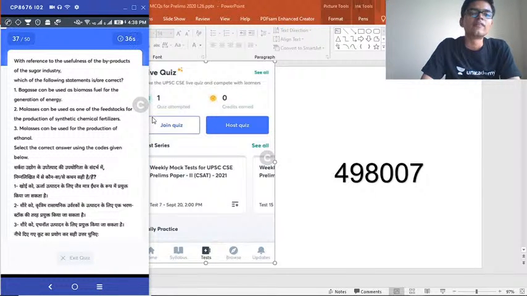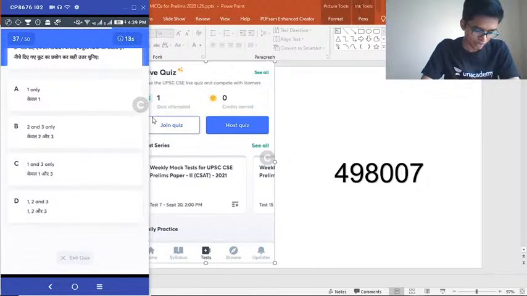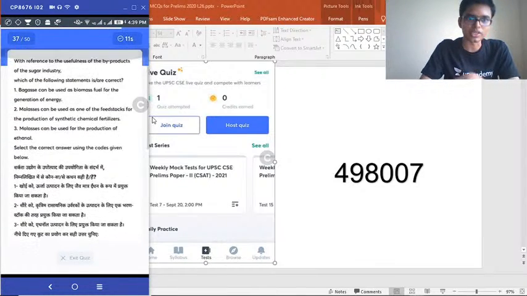(37) With reference to the usefulness of the byproducts of sugar industry, which of the following statements is or are correct? 1. Bagasse can be used as biomass fuel for the generation of energy. 2. Molasses can be used as one of the feedstocks for the production of synthetic chemical fertilizers. 3. Molasses can be used for the production of ethanol. Select the correct answer using the codes given below. Okay, 1 only, 2 and 3, 1 and 3, 1, 2, 3. Regarding byproducts of sugar industry.